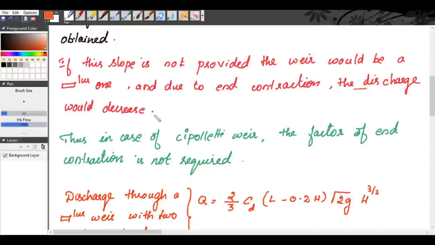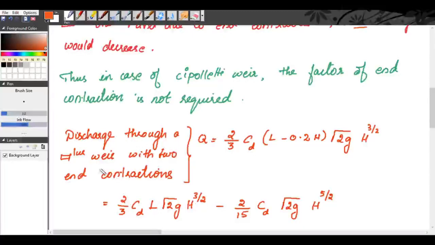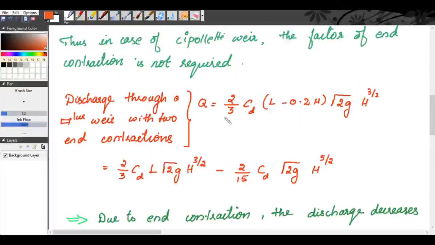And thus, in the case of Cipolletti weir, the factor of end contraction is not required. Therefore, we know the discharge through a rectangular weir with two end contractions. That means for a minimum slope, if the slope is very small, less than 1:4, our discharge will be equal to 2/3 CD into (L minus 0.2 H), where H is the head of the water level, into root of 2G, H raised to 3/2.